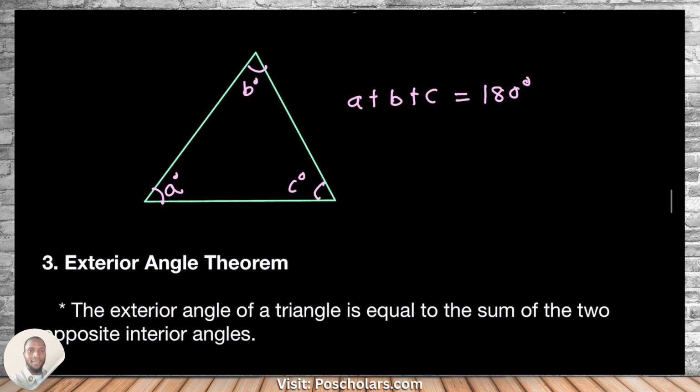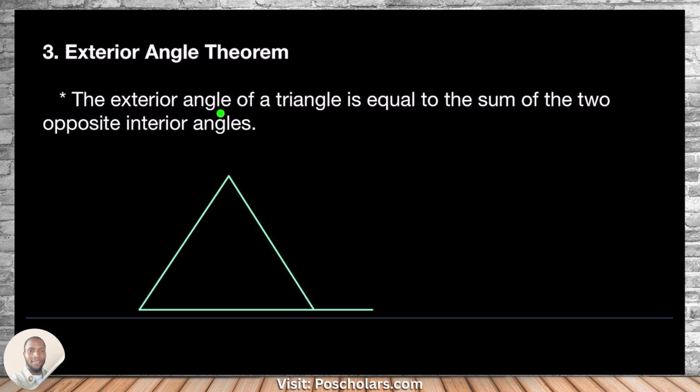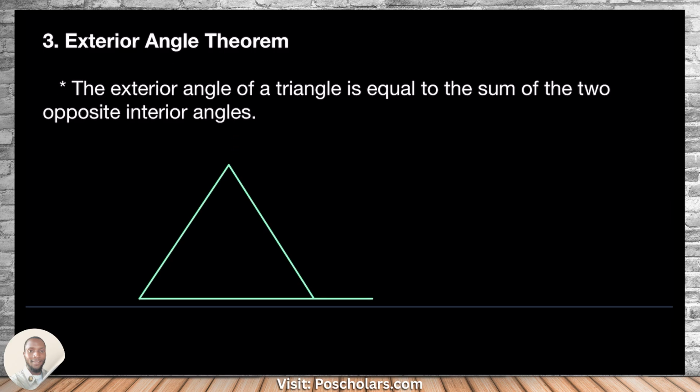theorem. The third theorem, the exterior angle theorem. Now this theorem says the exterior angle of a triangle is equal to the sum of the two opposite interior angles, right? Now, where's the exterior angle? All these angles like this are the interior angles, right? You can see, interior, inside. While this angle is the exterior angle. So let's name this angle angle A, right?